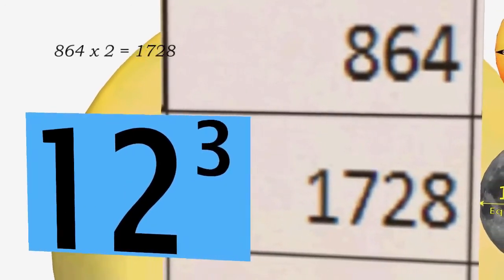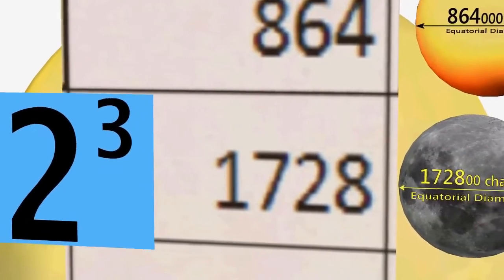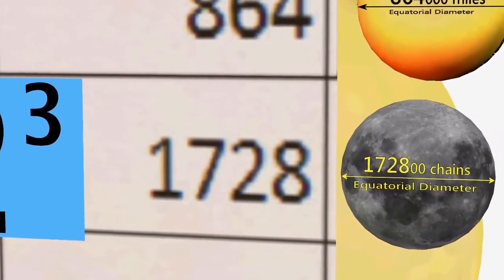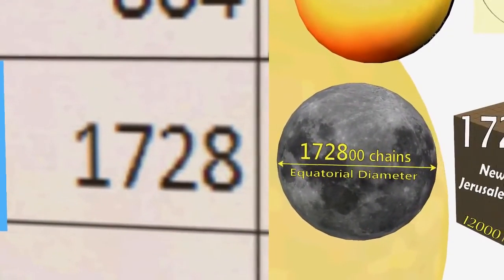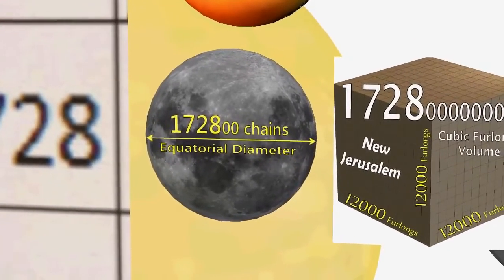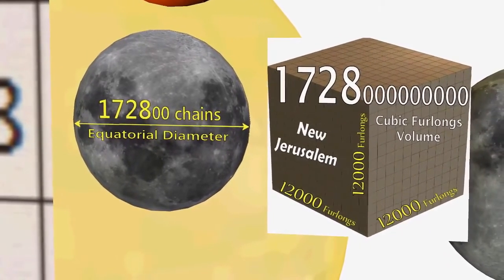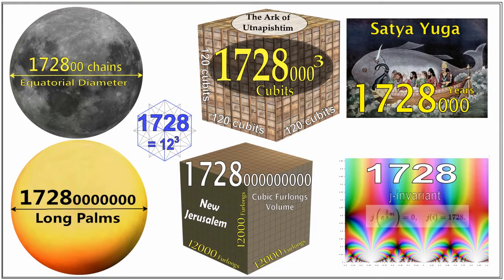But anyway, 864 times 2, we get 1728. This one's special because it's 12 cubed. Now, at 1728, for instance, one example would be the Sun, but also the Ark of Utnapishtim as well as New Jerusalem. 1728 would be a description of their volume. And so, for instance, in the center, we see the Ark of Utnapishtim and New Jerusalem, 1728.